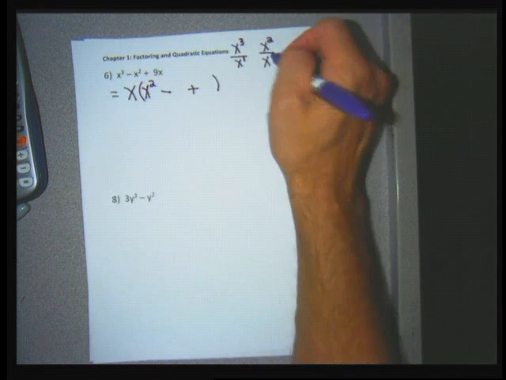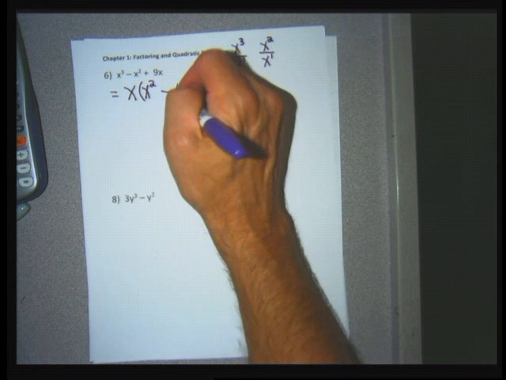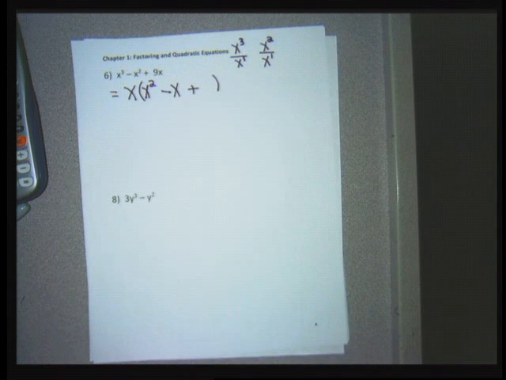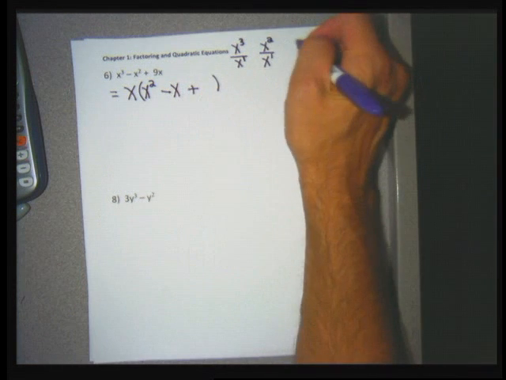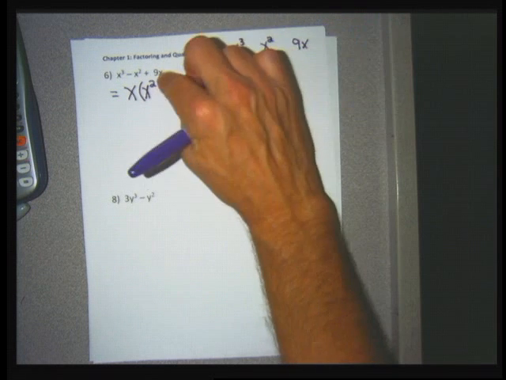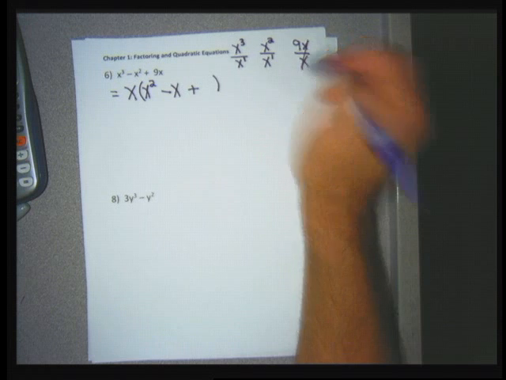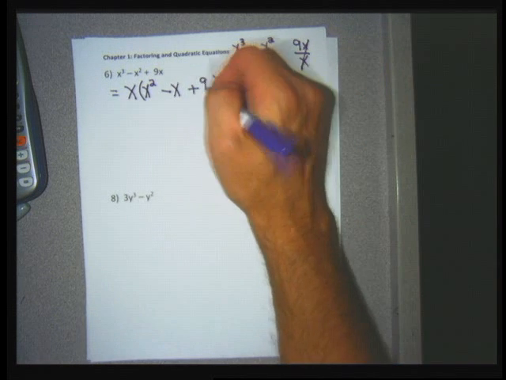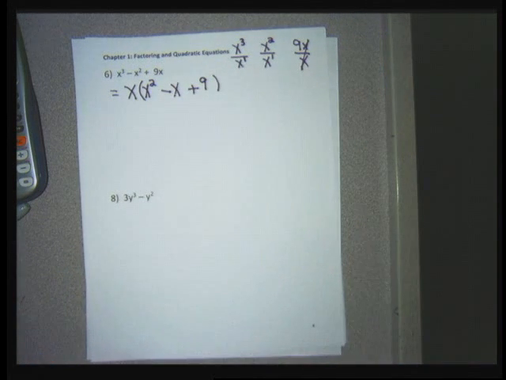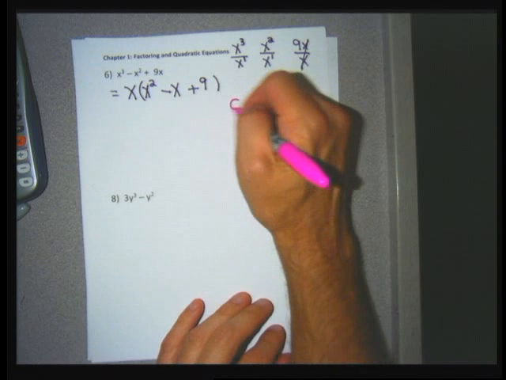I'll subtract the exponents and get x to the first power. And I won't write the exponent of 1, but it still means x to the first power. And to figure out the last thing inside the parentheses, I'll take the 9x from the original problem, divide it by the x that I factor out. The x's are going to cancel, the fractions are going to be gone, I'm going to be left with a 9. Let me check this just to make sure I have it right.